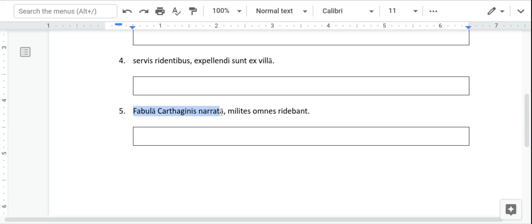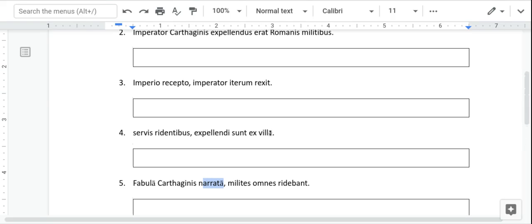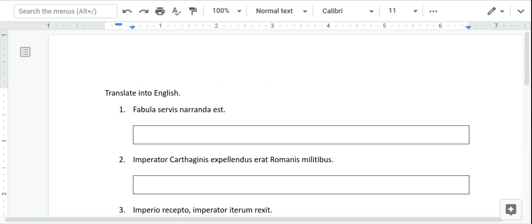So with the story of Carthage having been told, and narrata is from the fourth principal part of narro, so it should translate as having been. With the story of Carthage having been told, all the soldiers were laughing. All right, and that's how these sentences should have gone.